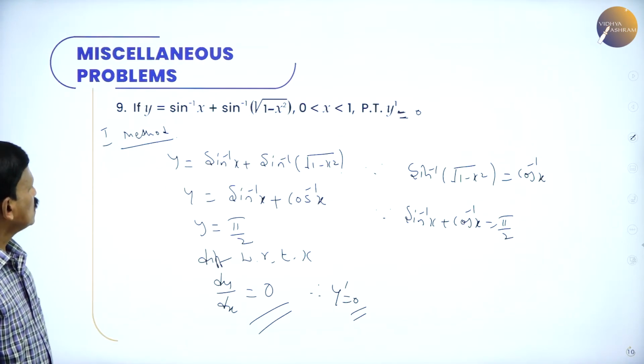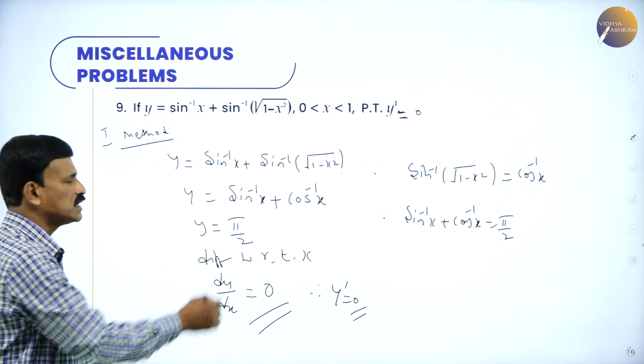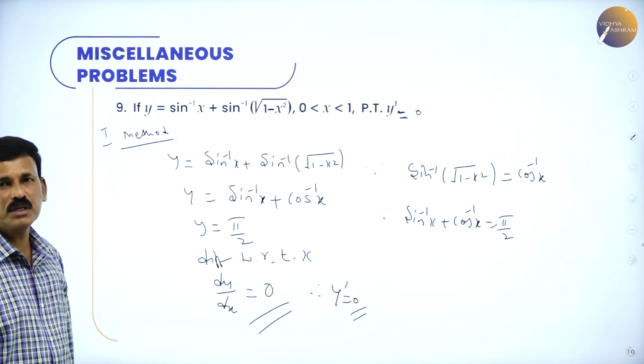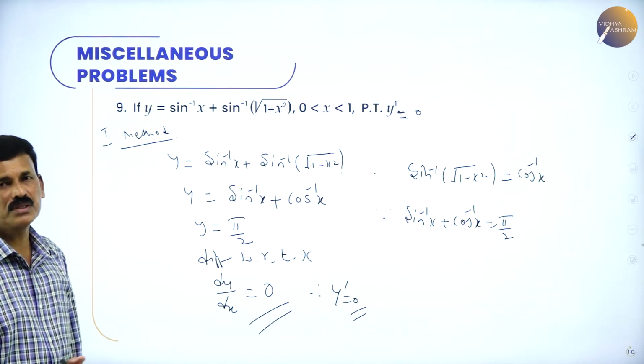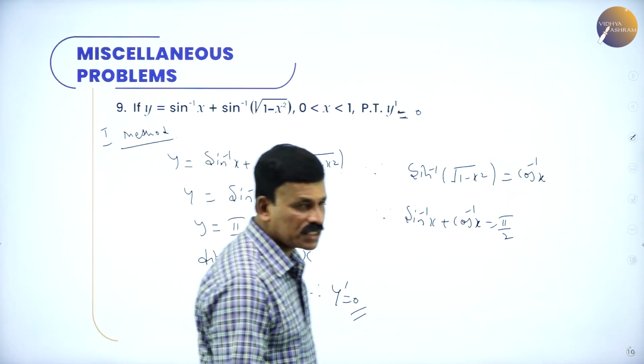See here, sine inverse x plus sine inverse of root of 1 minus x square is also equal to cos inverse x. Sine inverse x plus cos inverse x is pi by 2. Derivative of pi by 2 is constant 0. That's it. So the required answer is 0. Or other method, if you want the second method.